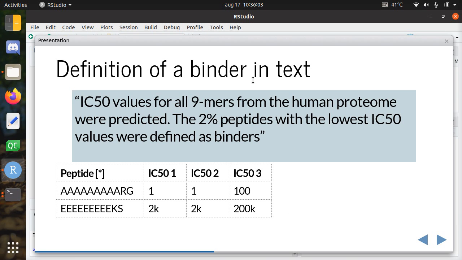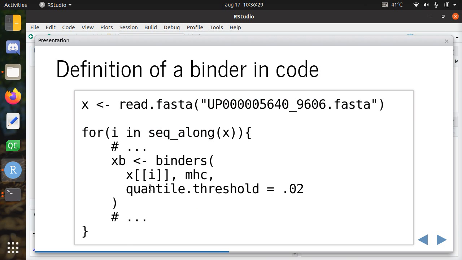So would we follow this definition? That means we have these binders, and the top 2% with the lowest IC50 values would definitely be these two. And you could argue that in a bigger proteome, these two are definitely the binders. Whereas, if you take a look at the code, I'm not going to go through it, I'm just going to show you a bit of it.